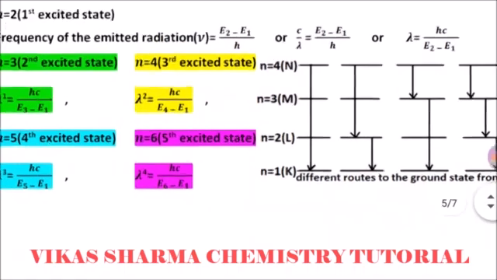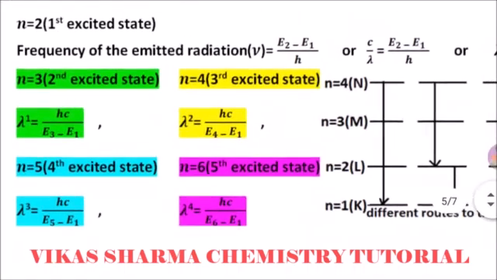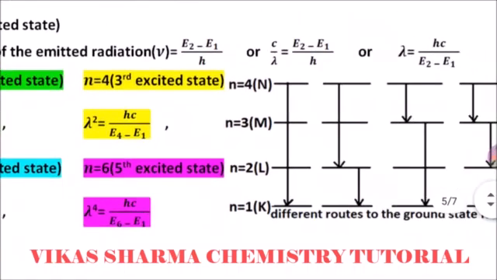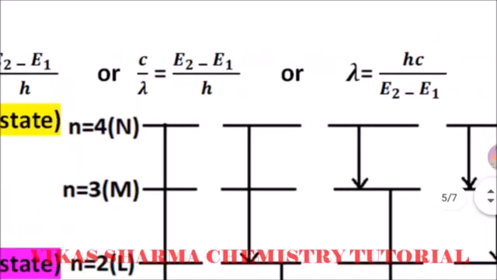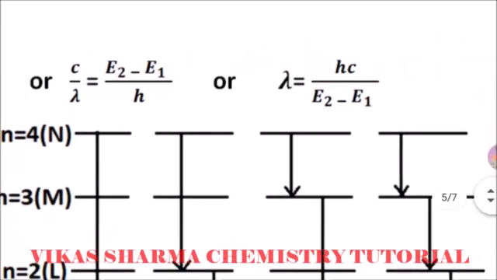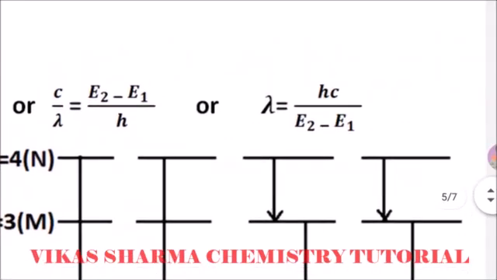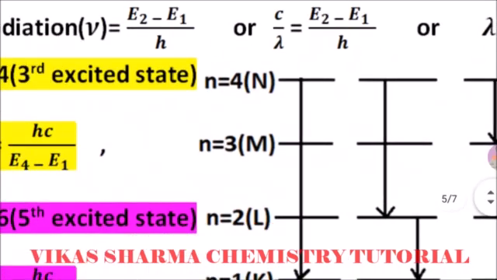If n is equal to the first excited state, the frequency of the emitted radiation is equal to E2 minus E1, the change in energy, divided by the Planck constant. Or c divided by wavelength is equal to E2 minus E1 divided by the Planck constant. Or the wavelength of the particular radiation of the electron is equal to h c divided by E2 minus E1.